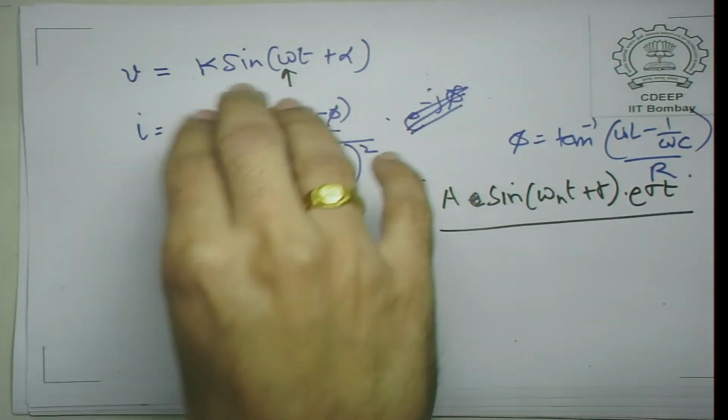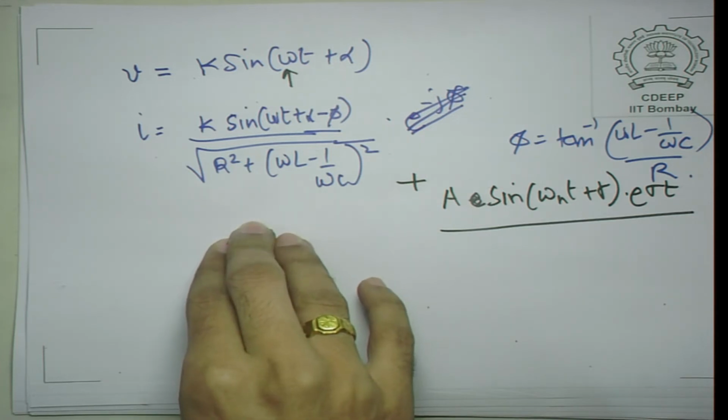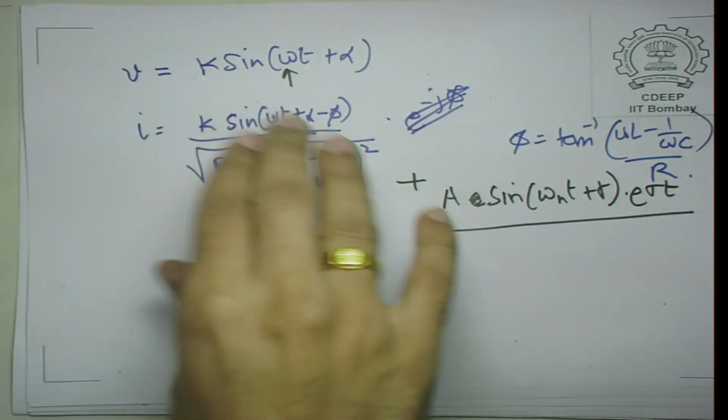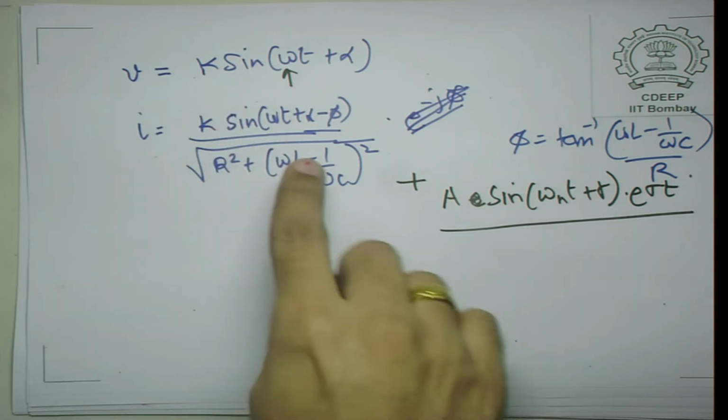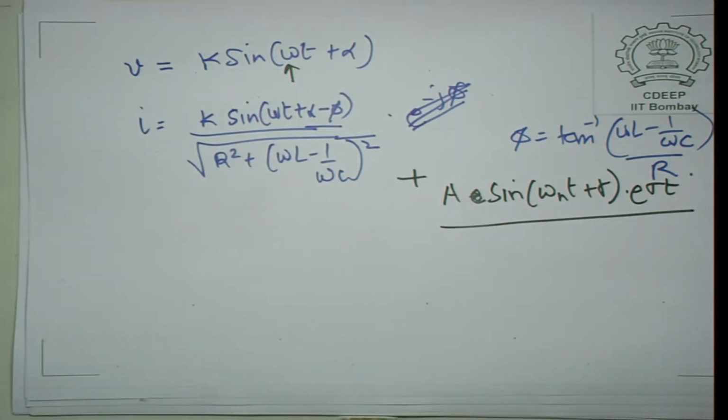In case you have more than one sinusoidal input, the sinusoidal steady state will consist of not only this, but the response to the other sinusoidal inputs as well. So, if you have more than one sinusoidal input of different frequencies, you have to evaluate this for each frequency separately and superimpose the response as far as the sinusoidal steady state goes.